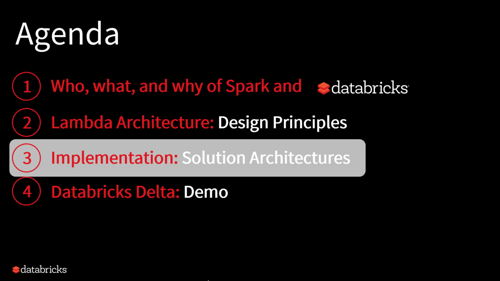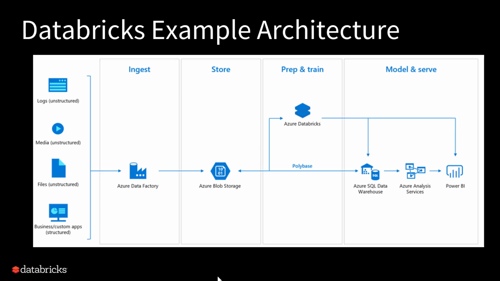Next, we'll wrap up with the slides and review an example solution architecture. This example architecture takes data from custom business applications and combines them with logs, media, and files. The data is copied from each source into an Azure Blob Storage account using Azure Data Factory. Azure Databricks is then used to clean up and pre-process the data. It may also run machine learning processes to find insights into the combined data sets. Next, it is sent to Azure SQL Data Warehouse for increased performance and a modeled schema.